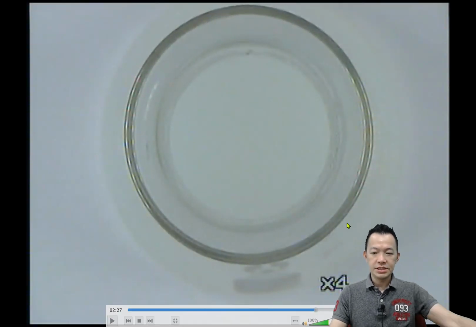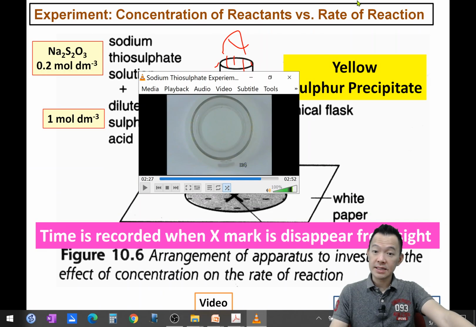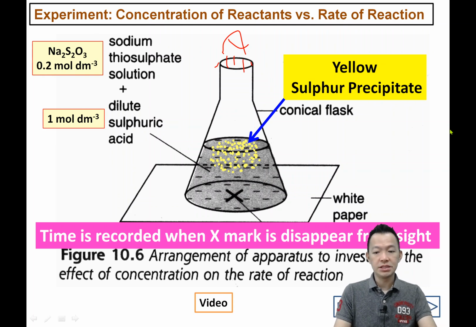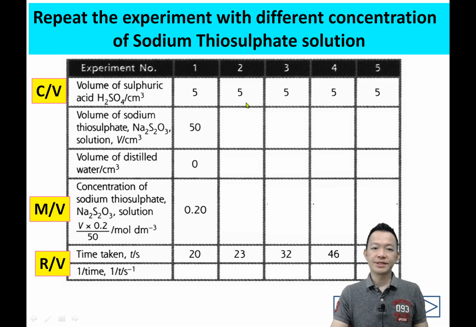Okay, so this is our experiments. When the X mark disappear, record your time，把你的时间记录起来了。Understand? So this is the experiments. And now we look at the data. 我们要会看这个表格，这个 data. Otherwise，等一下你面对问题的。你看啊。So today, my manipulated variable 我的操纵性变数 the concentration of sodium disulfate.